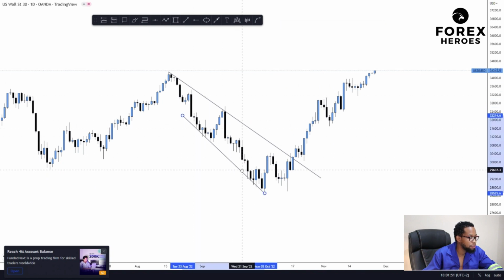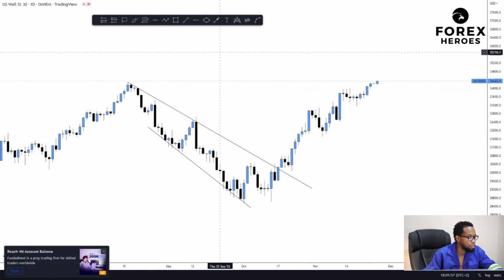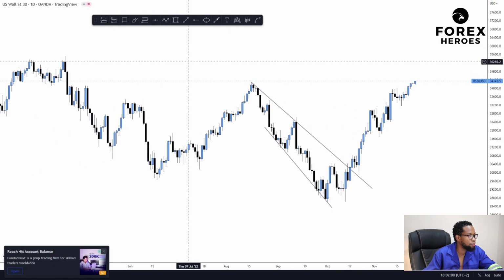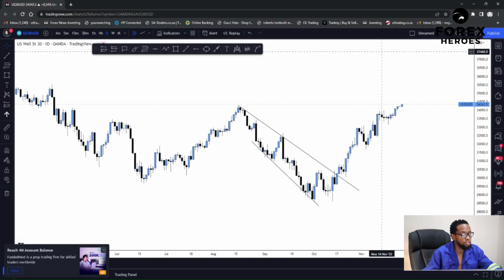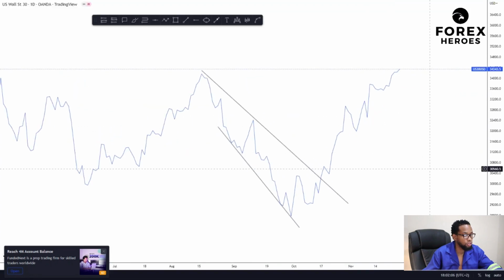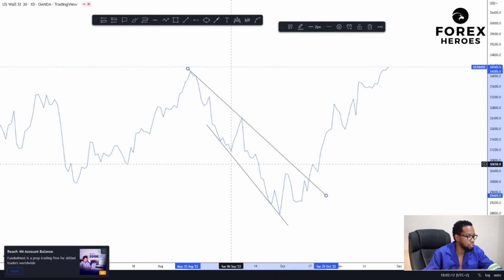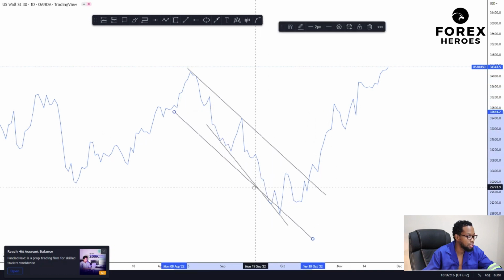So most of the time, if you're still a beginner, I would suggest that you use a line chart. Using a line chart will definitely help you. Let's go to the line chart so that you can see what I'm talking about. You can see on a line chart it becomes a little bit easy. So in most cases you can do this.